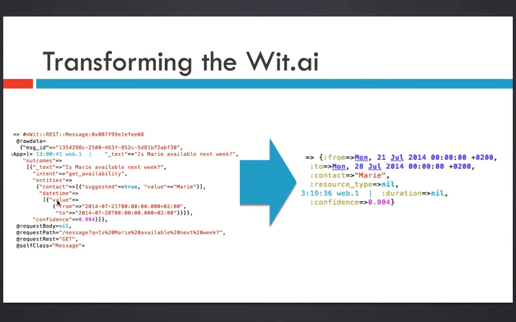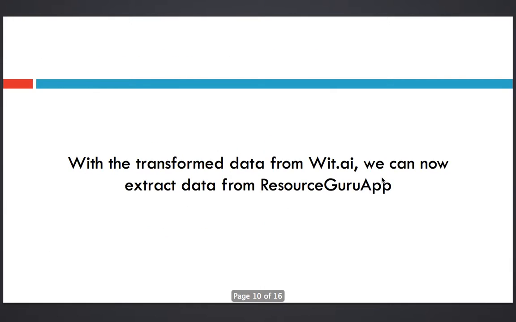Here you have, instead of going through all these arrays and hashes to get to this from and to, this simple hash where you can just access the from data and the to data, and to access the contact, which is over here nested inside another hash, we have it right here where the contact is Marie. So now we have this data easily presented to us, and now we can use this data to pull even more data, which we are going to do with the Resource Guru app.